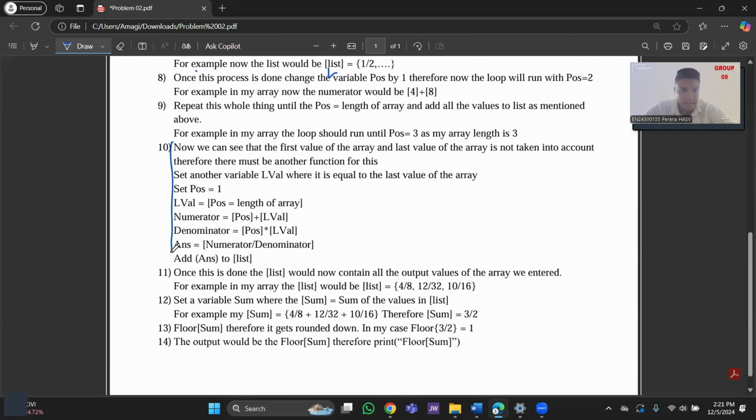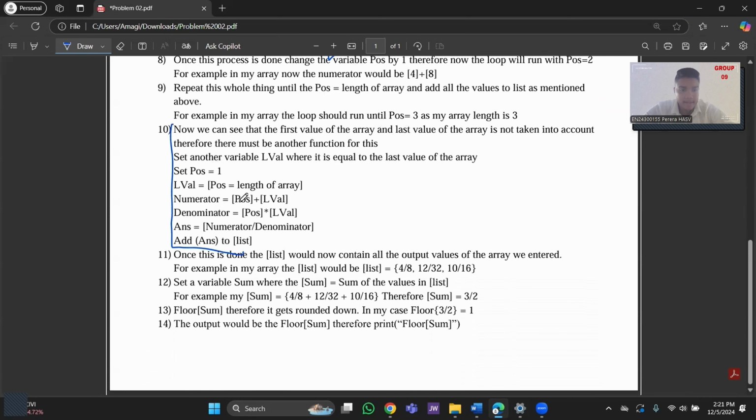Then, as you can see, the pair of last value and first value isn't there, so we are doing this calculation for that. And at last, we are getting the sum of the whole list and floating it. So in my case, it's 3/2, and it has been floated to 1. So that's how we solve problem 2.